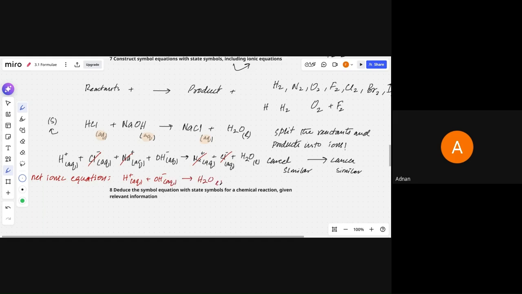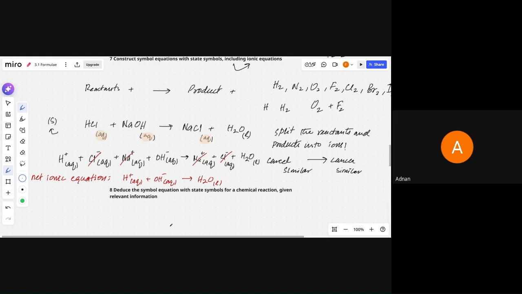Okay, so remember, for your net ionic equation, mostly you will have ions on the left and you will have a whole compound on the right. In some exceptions, you can have other products as well, like gases or solids, but this is how it usually looks.